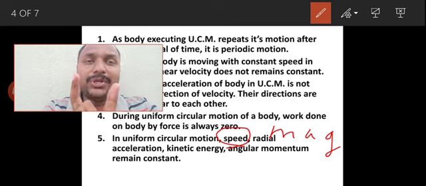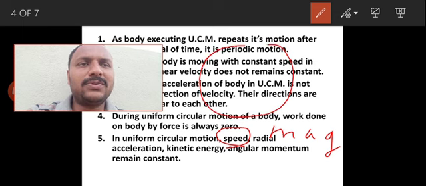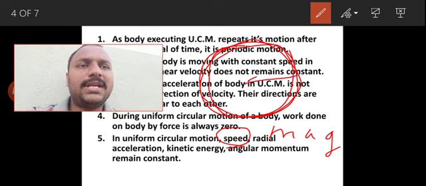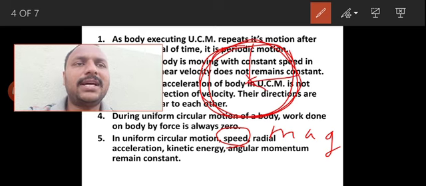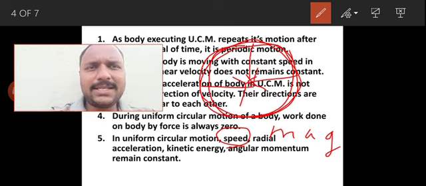Therefore we can say that the magnitude is constant, but the direction can never be constant, because the particle is moving like this, and we know that acceleration is like this, toward the center. If the particle is at this position, its direction gets changed, but the magnitude of the radial acceleration remains constant. Kinetic energy, half mv square, and kinetic energy is a scalar quantity, mass is a scalar quantity, v square is the magnitude of the velocity, and we know that in a UCM the magnitude of velocity is constant, therefore kinetic energy is also constant.